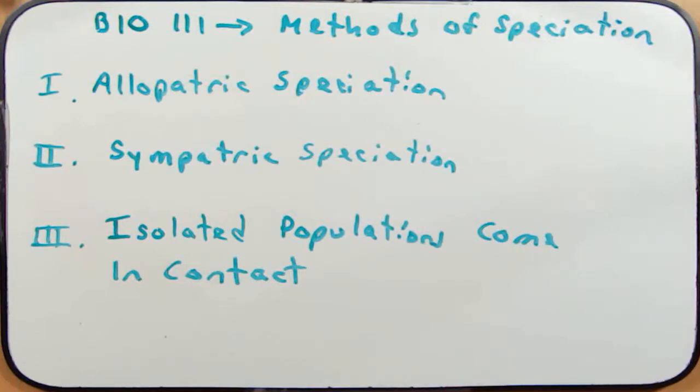So today, instead of focusing on what a species is, we're going to focus on the pathways that lead to new species. And so we want to talk about the two main pathways, allopatric speciation and sympatric speciation. And then we want to spend a little bit of time talking about what happens when you have two isolated populations come in contact with each other.